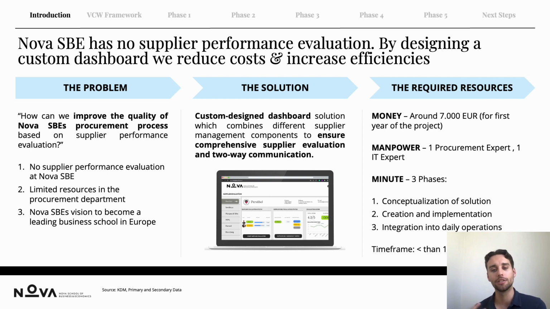And we structured the project into 3 phases and have already done the first one. So the conceptualization of the solution is now already done by us. And we would now go into the second phase of the project, which would be the creation and implementation. And then third, the integration into daily operations, while we have a time frame of less than 12 months for this project.